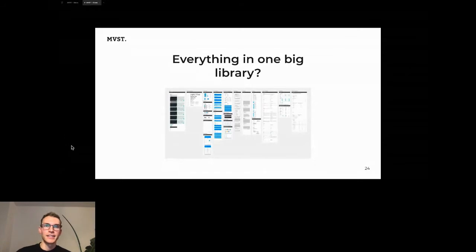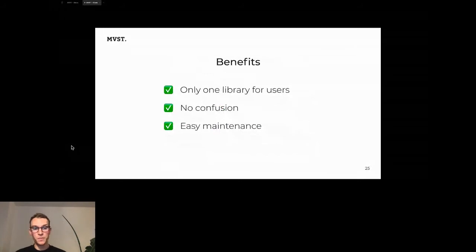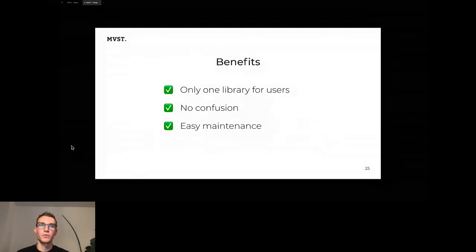Here are some of the benefits that a big library has. So it's only one library for the user. There's no confusion for the user of where they can find components, right? There's no, oh, is it in the button file? Is it in the icon file? Is it in the web components or mobile components file? So there really is no question of where to find this stuff. And on one hand, it's also easy to maintain, because you only have one file. You don't need to worry about having multiple files flying around, and that just makes it simple, at least for us, as an agency, handing it over to clients as well.